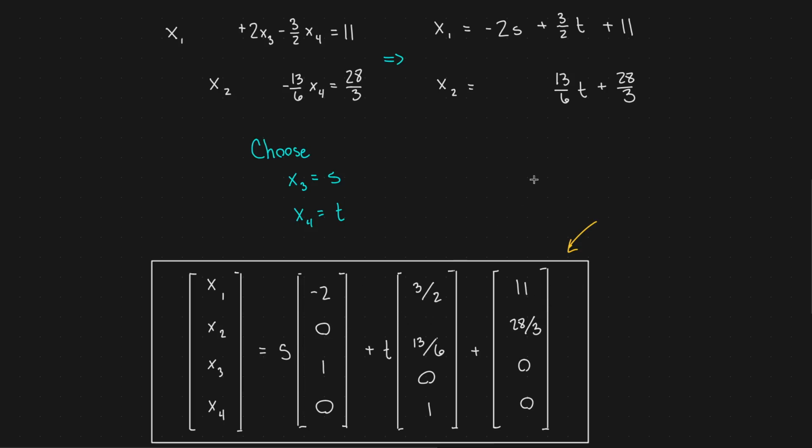And just to be clear, notice this is the same as what we have, right? -2s, so x1 is -2s plus 3/2 t plus 11. And that's true for all of these. I'm just writing them in vector form.